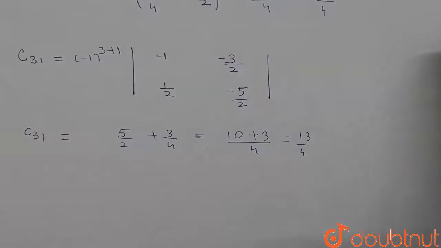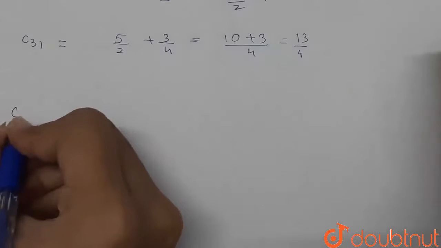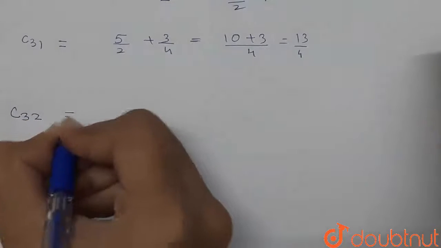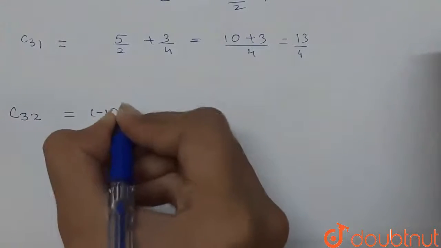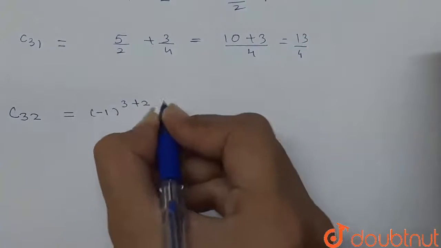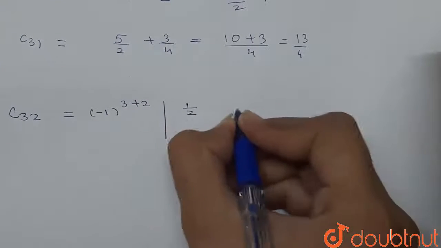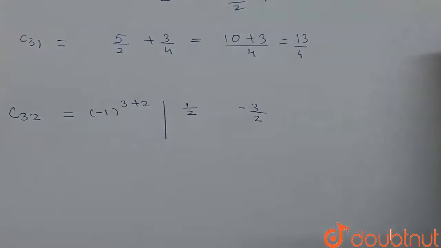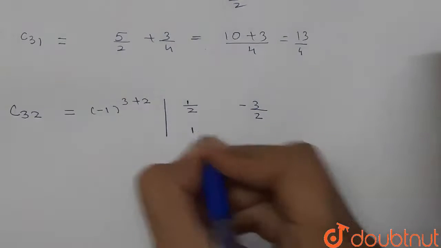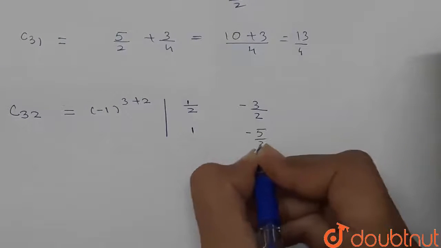Now we will calculate C32. So C32 will be what? Minus 1 to the power 3 plus 2 into, leaving third row, second column, determinant of 1 by 2, minus 3 by 2, and here we have 1, then minus 5 by 2. Its determinant.